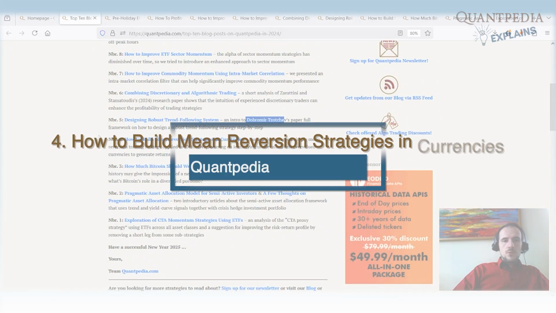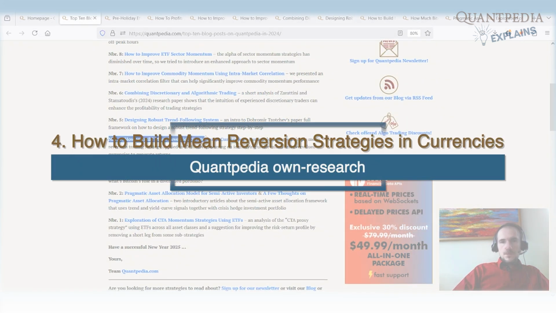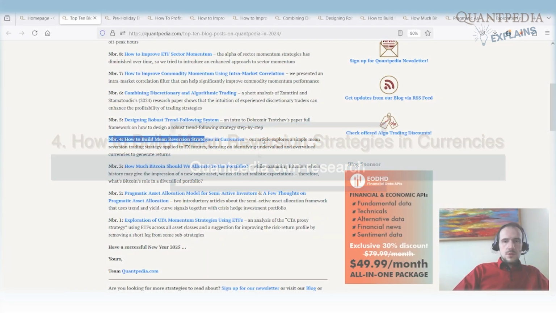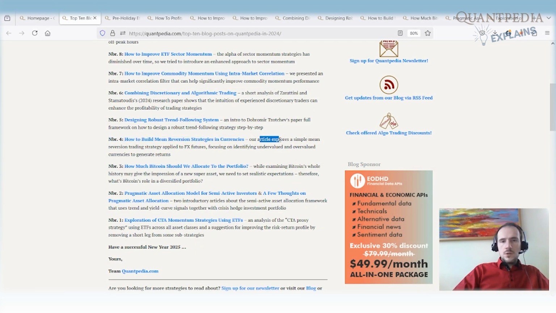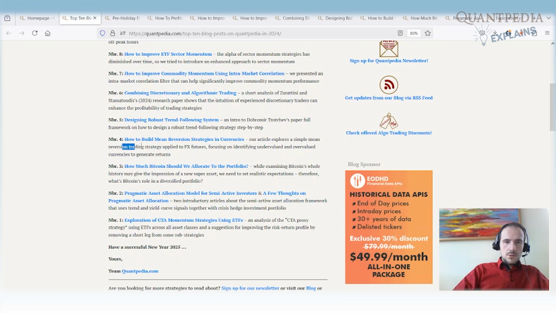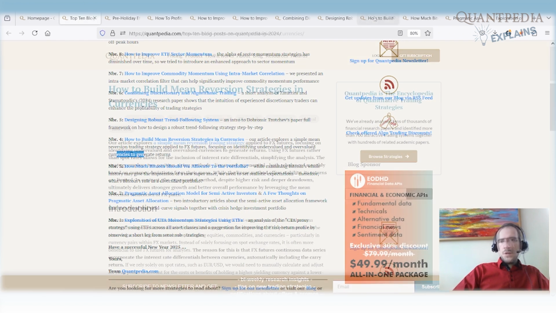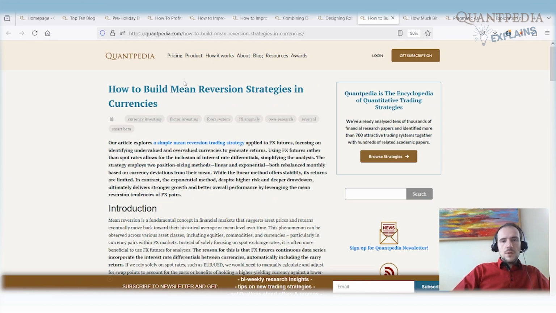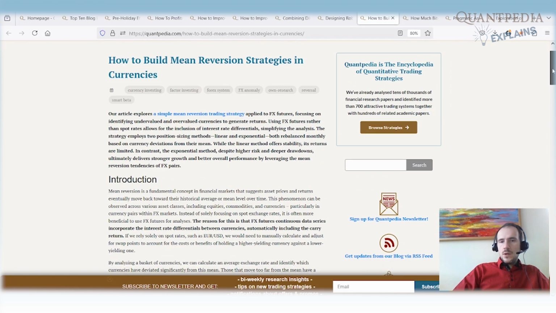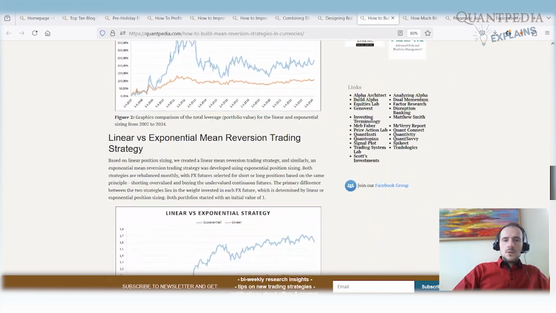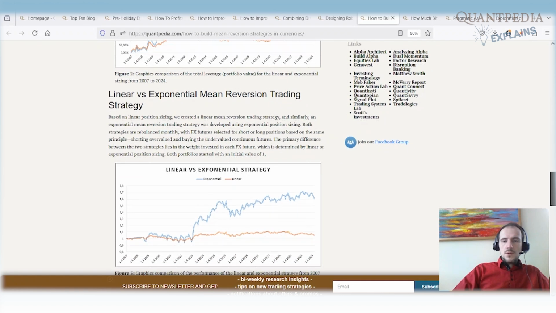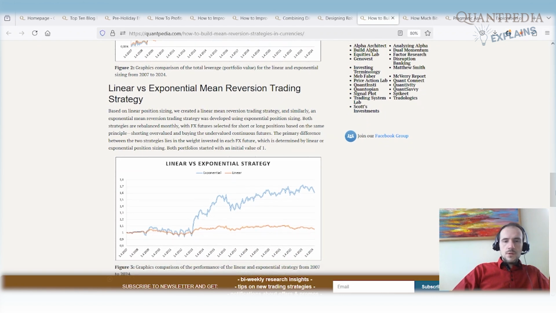Number 4, how to build mean reversion strategies in currencies. Currency trading is a very popular style, and our article explores a simple mean reversion trading strategy applied to FX futures, where we are focusing on identifying undervalued and overvalued currencies to generate returns. This article is like a strategy for how to build a simple mean reversion trading strategy, so how mean reversion works in currencies. The main takeaway is that you are not able to profit in the currency markets if you do not use leverage, and you must use leverage very selectively.